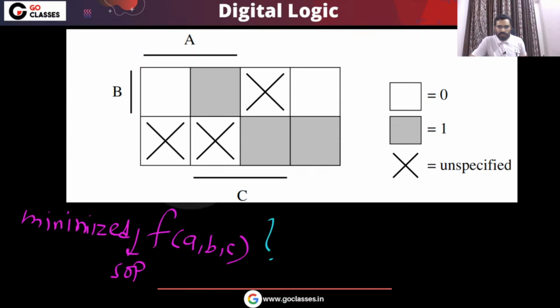This is a very nice question from the Cambridge University. So you can check. Okay. So very simple question. Basically, remember this A means here A is 1. This B means here B is 1. And here C is 1. And this unspecified means don't care. Okay, so basically these min-terms are don't cares.